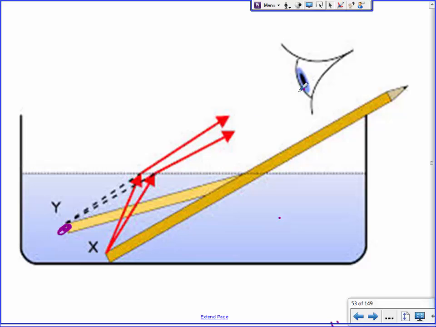And so your eyes think that it came in a straight line. And so you perceive it to be over here. In a way, this is like a virtual image. Your brain perceives the back end of the pencil to be right here. But it's not. It was actually right here.